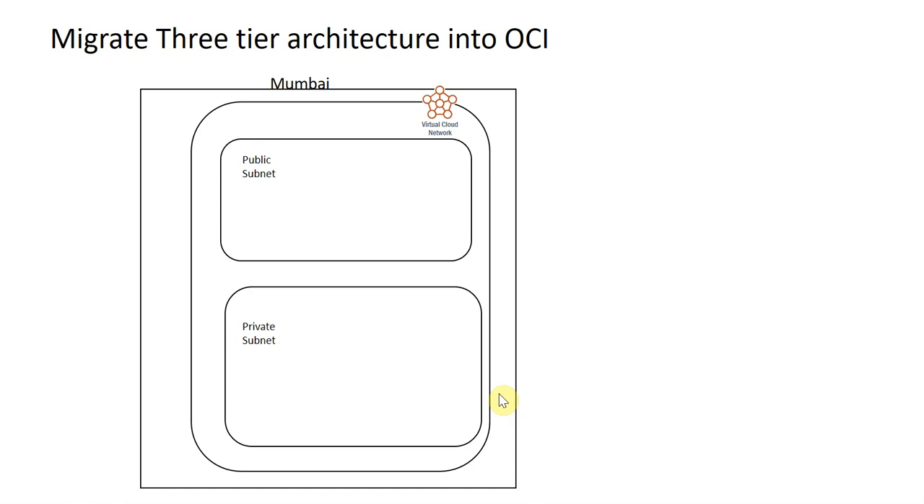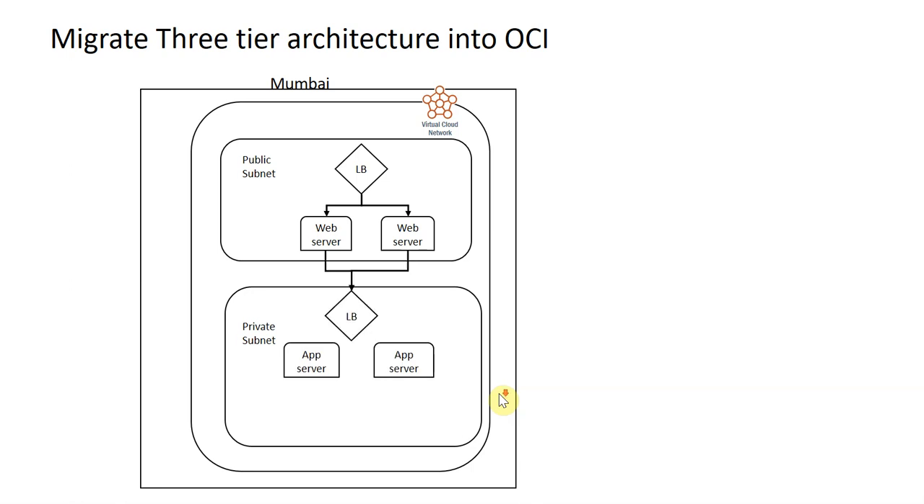We need to place the resources which require a public IP into the public subnet, which are the web servers, and we'll place the servers which require only the private IP, meaning they should not be open for public access, in the private subnet. So you can see here, we will place the web servers into the public subnet, and app servers and the database into the private subnet.